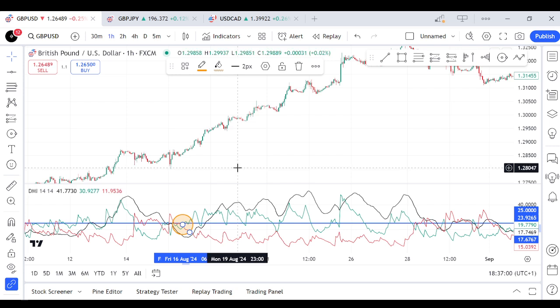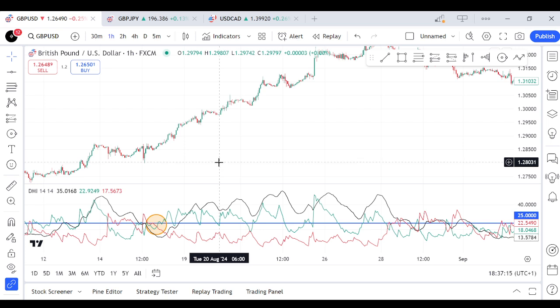But, and this is a very big but, you want to see the ADX above 25 to confirm trend strength. So this combination increases your probability of a successful trade. So for sell signals, wait for the negative DI to cross above the positive DI, again with the ADX above 25. So these conditions tell you that sellers have control and the downward momentum is strong.